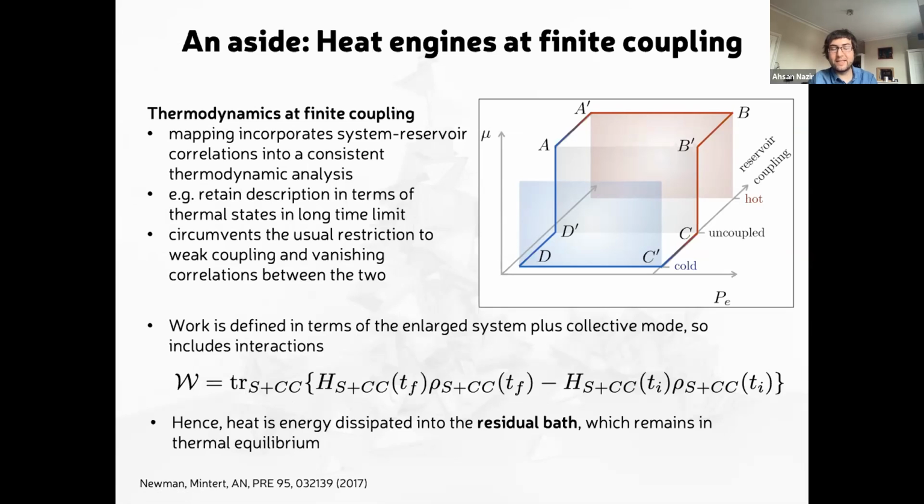What that implies is that heat is then defined as the energy that's dissipated into the residual bath. So this is the bath that's coupled to the collective mode after the mapping. And that's the part of the environment that we assume remains in thermal equilibrium. So the part that we treat as having a well-defined thermal state at some given temperature.